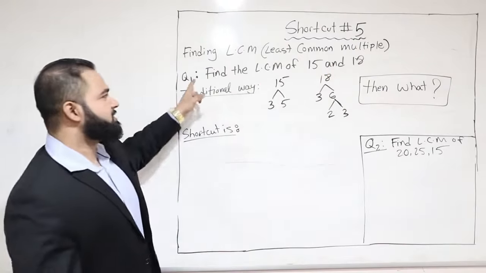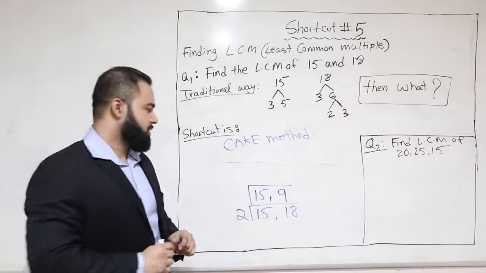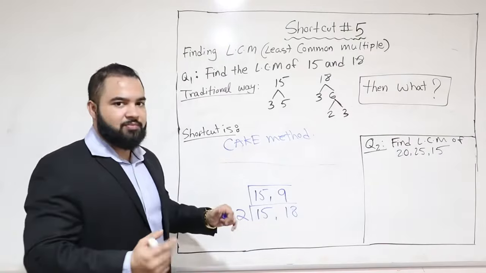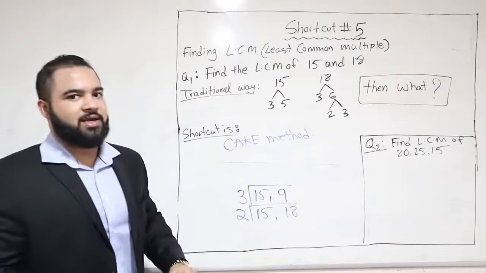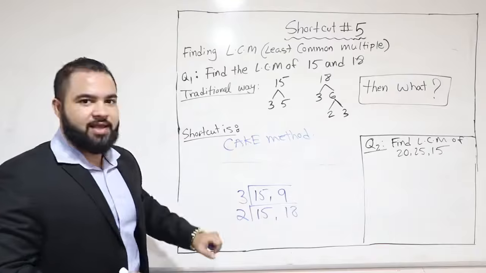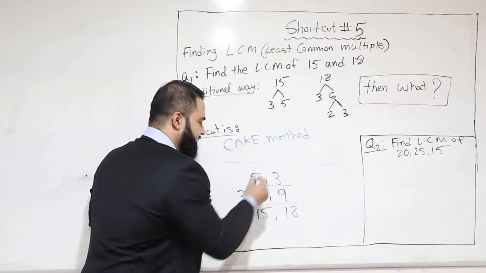Now you make another box on top of it, like we're building up a cake. Now can I divide both of them or either one of them by 2? No. So let's use another prime number, 3. I can divide both of them by 3 actually. 15 divided by 3 is 5, and 9 divided by 3 is 3.